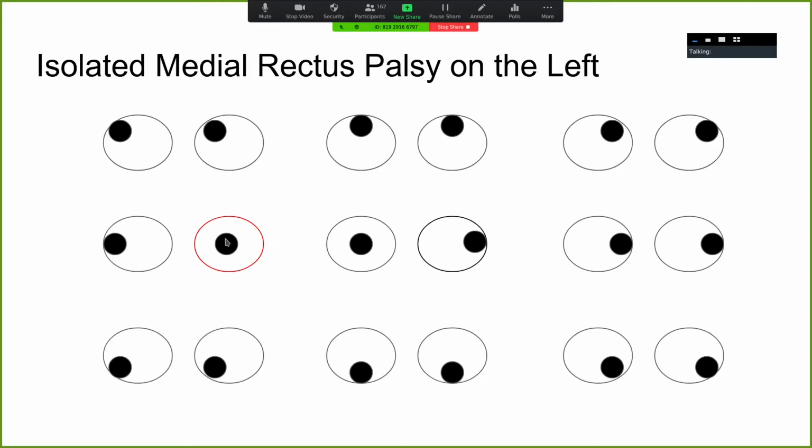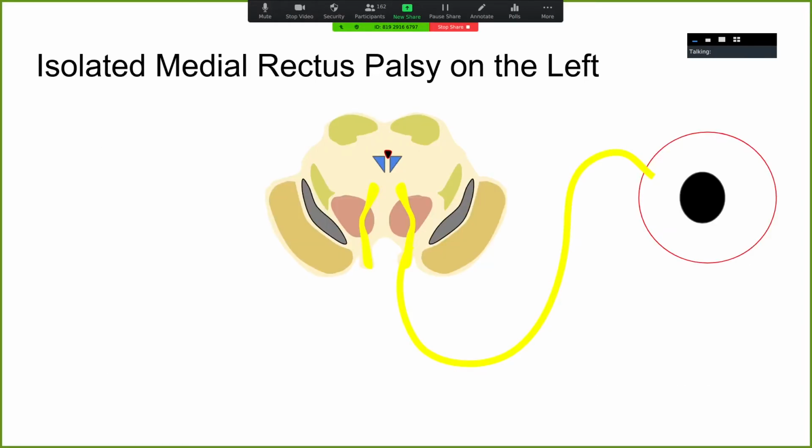I cannot look to the left side, to the right side, meaning it's an isolated medial rectus problem, probably in the muscle or the nerve specifically for the medial rectus, a branch of the oculomotor nerve. So the nerve that controls the medial rectus by itself.